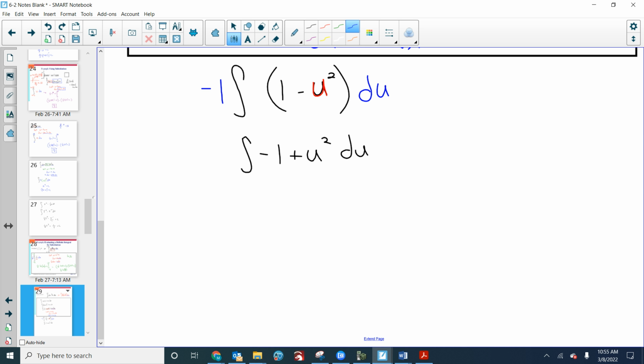We're ready to anti-differentiate. Are you ready? I'm about to cringe, but let's do it anyway. What's the antiderivative of negative 1? Negative u. Good, negative u. Not negative me. Negative u plus 1/3 u cubed plus C.